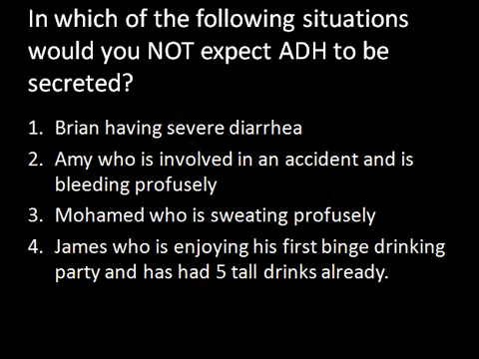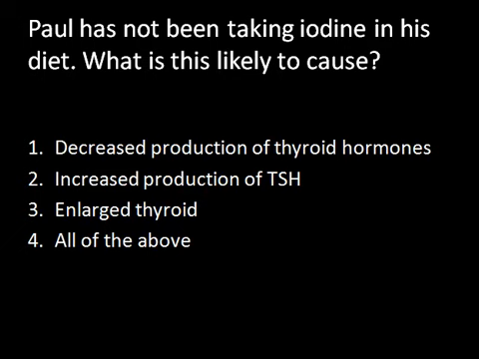Let's look at the next question, which says that Paul has not been taking iodine in his diet, and what is this likely to cause? So first thing is that iodine is required for production of thyroid hormone. So there will be decreased production of thyroid hormones because it's needed for that. So this is going to happen. Let's look at the next one. There'll be increased production of TSH.